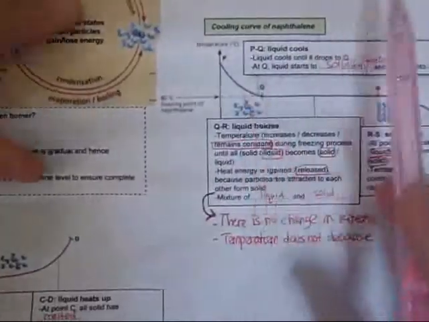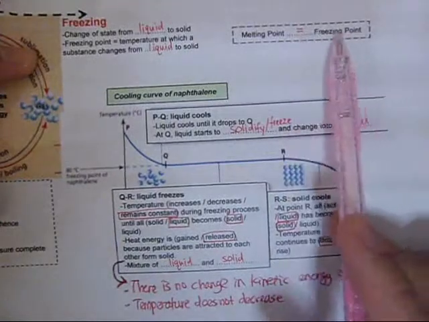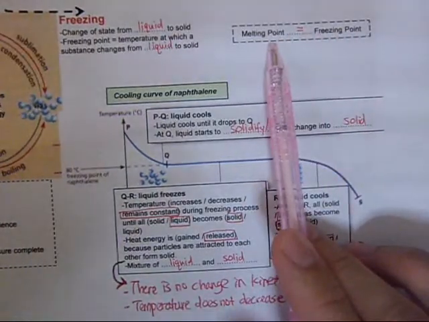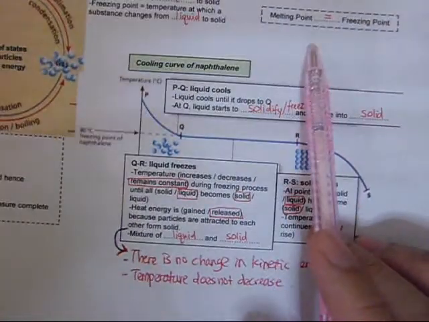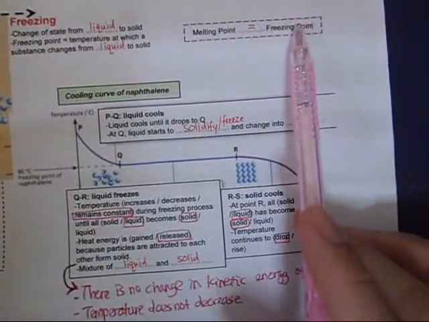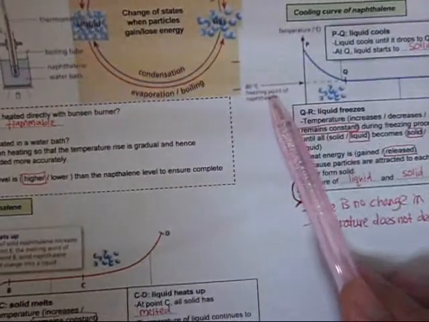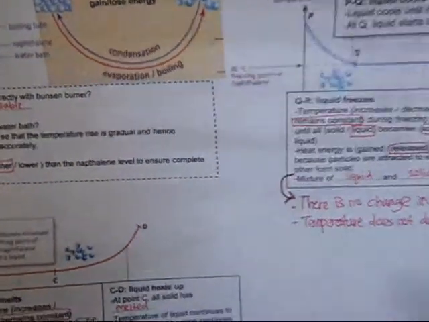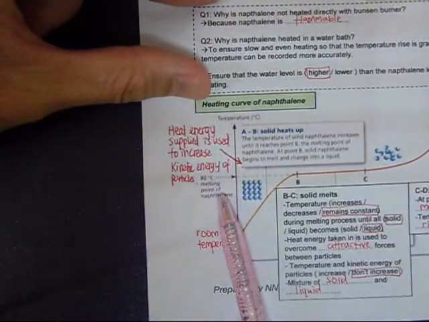Actually, freezing point is the same as the melting point. Just that melting is solid to liquid, freezing is liquid to solid. But when we talk about the point, point means the temperature. The temperatures are the same. You can see the freezing point of naphthalene is 80 degrees Celsius, and the melting point of naphthalene is also 80 degrees Celsius. So they're actually the same.